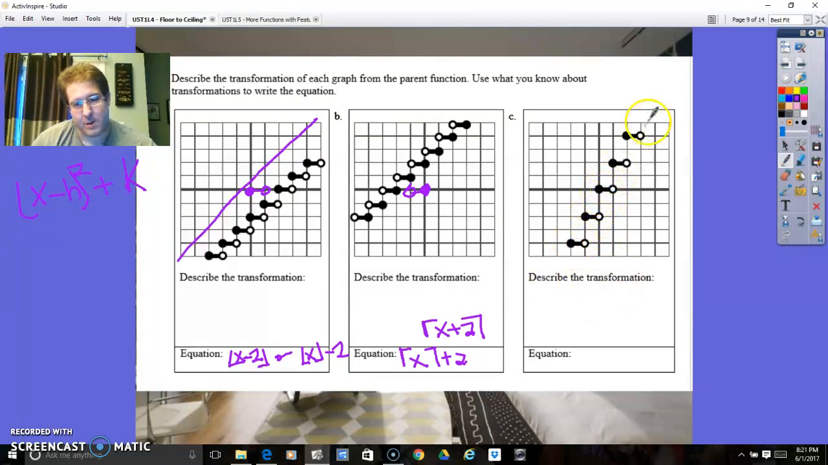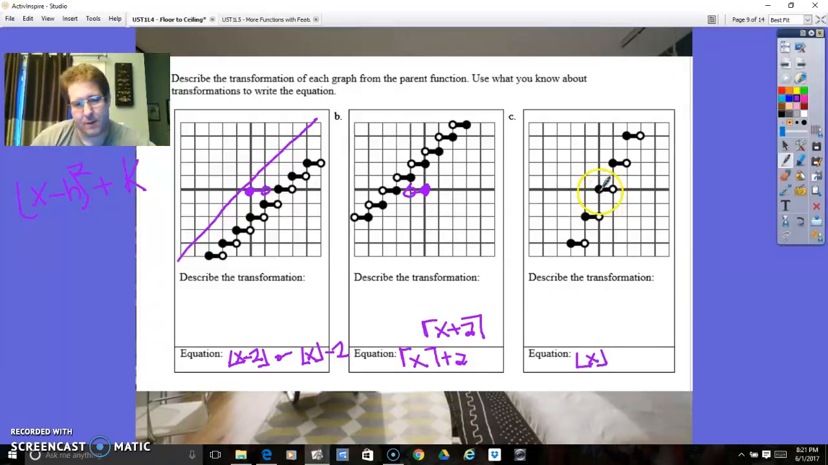Describe the transformation here. Now this one's a little tricky because this one has a dilation factor. So this is first of all a floor function. You probably noticed that right away because of the dot here. It's a floor function of x, and I know it's just x because there's no shifting here. The piece is still here at the origin.